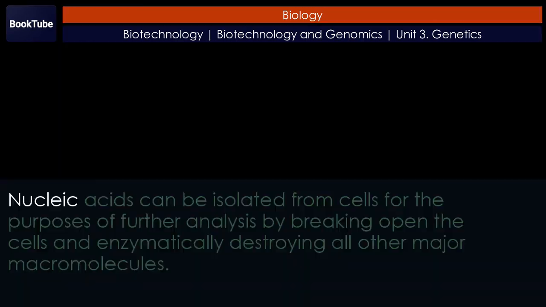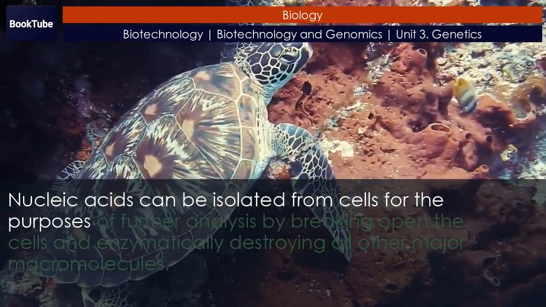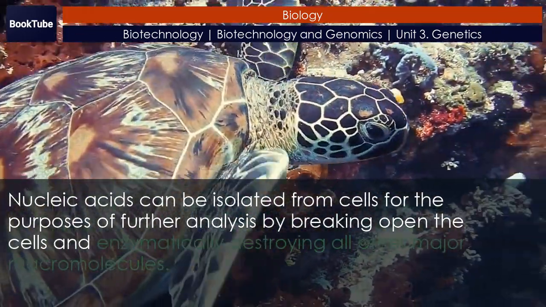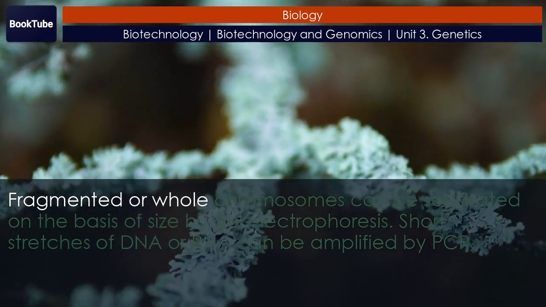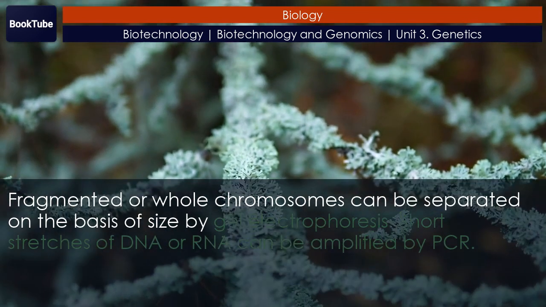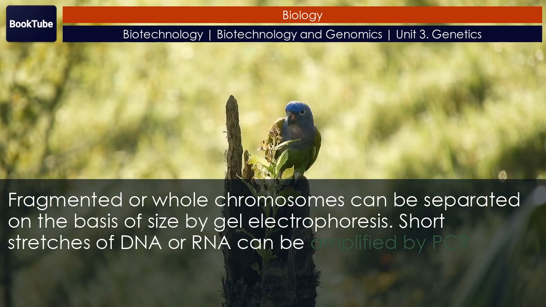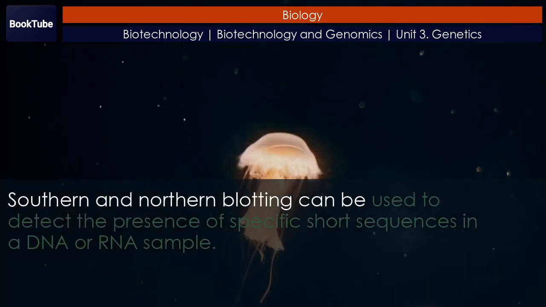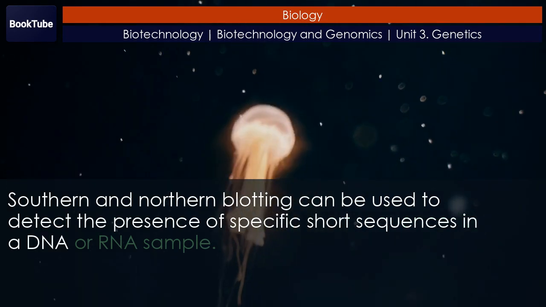Section summary. Nucleic acids can be isolated from cells for the purposes of further analysis by breaking open the cells and enzymatically destroying all other major macromolecules. Fragmented or whole chromosomes can be separated on the basis of size by gel electrophoresis. Short stretches of DNA or RNA can be amplified by PCR. Southern and northern blotting can be used to detect the presence of specific short sequences in a DNA or RNA sample.